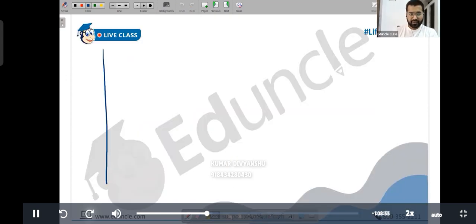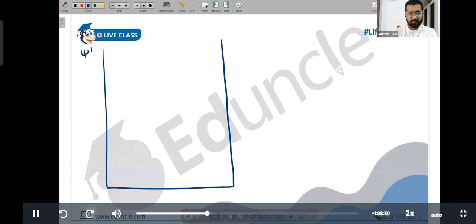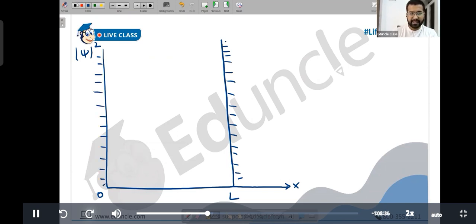So the point is, if I want to draw the graph of probability density, now we can directly jump to the result, people. Mod psi square, okay? If I want to draw the graph of probability density versus position, this is 0, this is L, infinite potential. Then, just for your understanding, for the ground state, n equals 1, this will remain like this. That's not going to change, people.